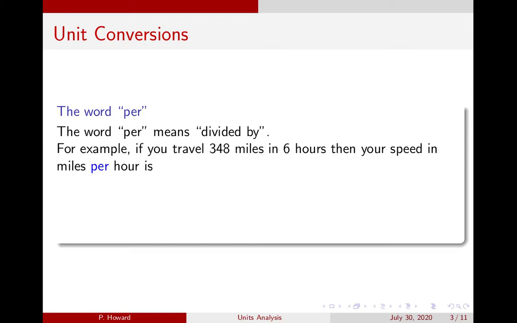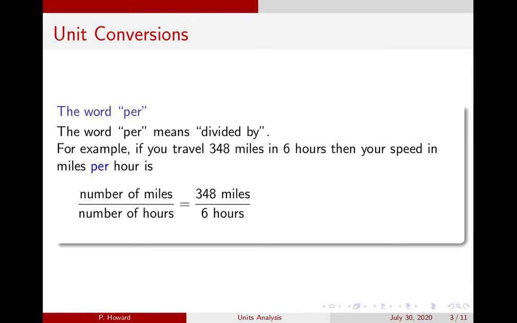So if you travel 348 miles in 6 hours, then your speed in miles per hour you get by dividing the number of miles by the number of hours. That's 348 miles divided by 6 hours. If you do the division, you get 58 miles per hour.